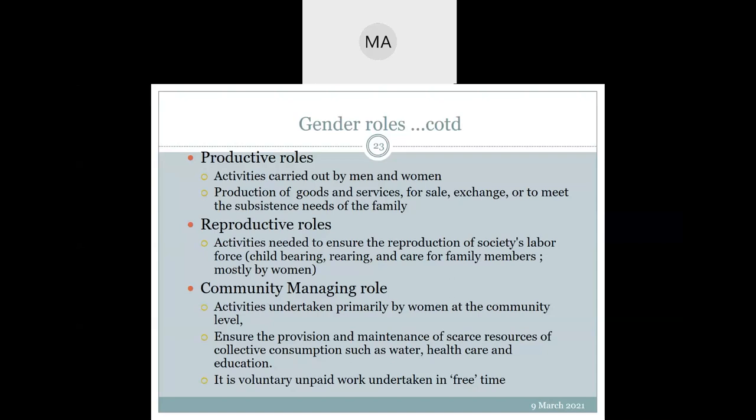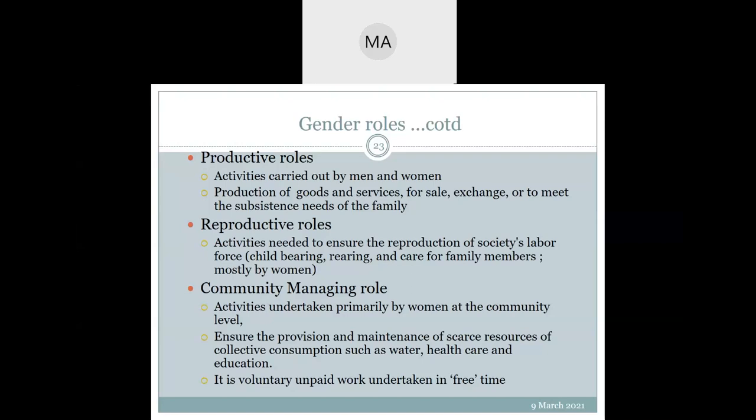And the fourth one is the community managing role. This is the reverse of the reproductive role. The community managing role is in the majority given to the male, even though women are expected to be involved in this managing role, undertaken primarily by women at the community level. There are activities already provided for the women to undertake.